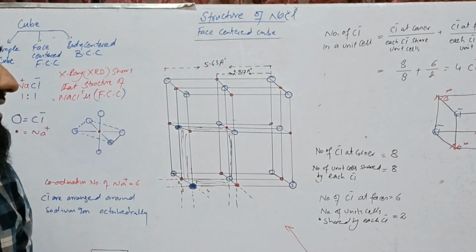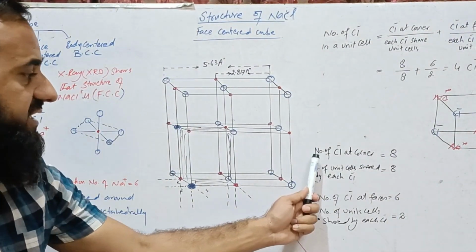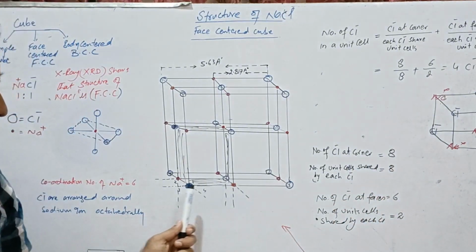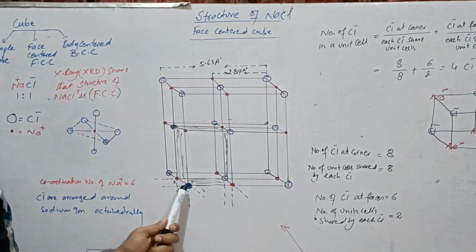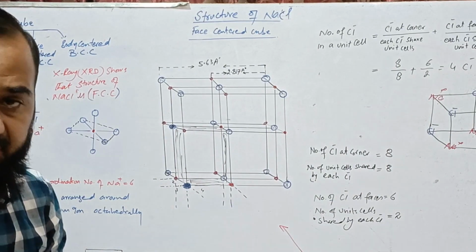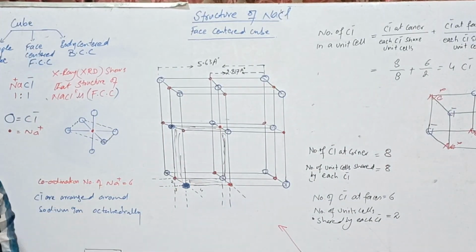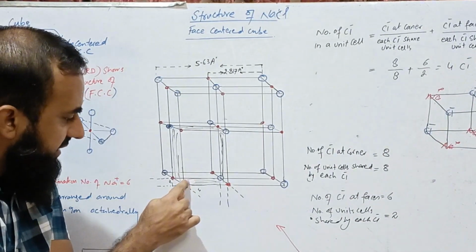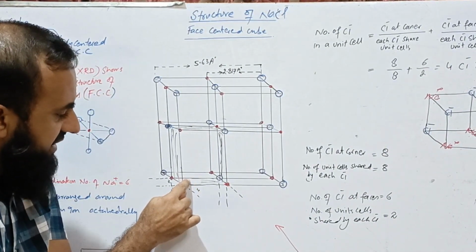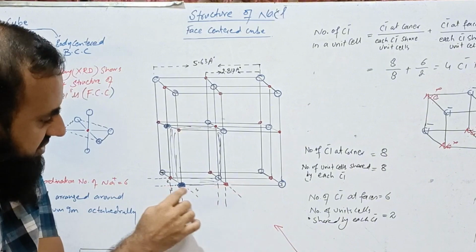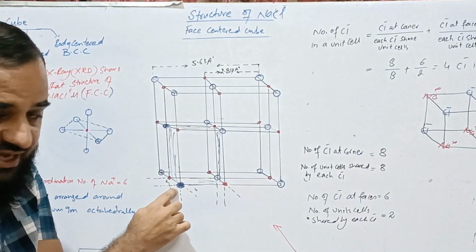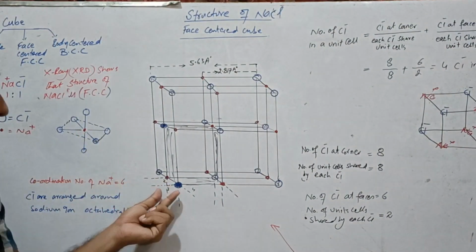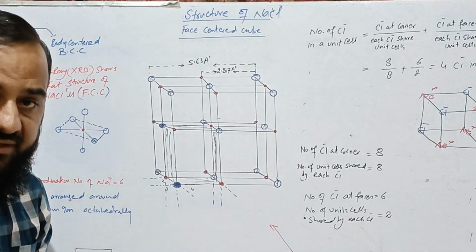By using this principle, we see the number of chloride ions at the corners is 8. Let's see this ion present at the corner. How many unit cells are shared by this? If we see only one unit cell in this structure, it is shared by this chloride. Well, actually each chloride octahedrally surrounds the sodium. It means that the crystal does not end over here.